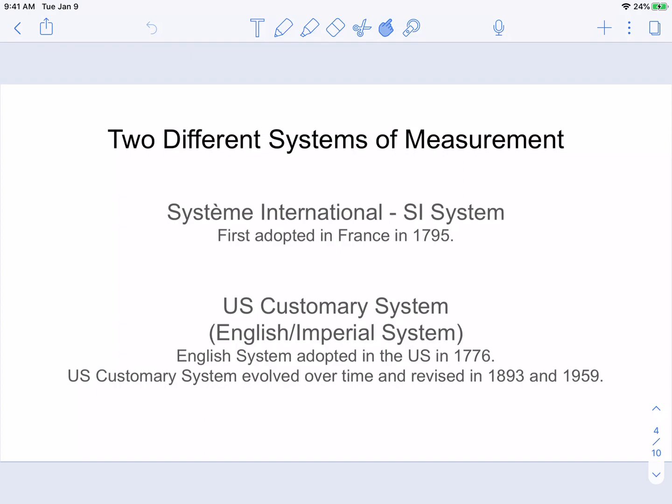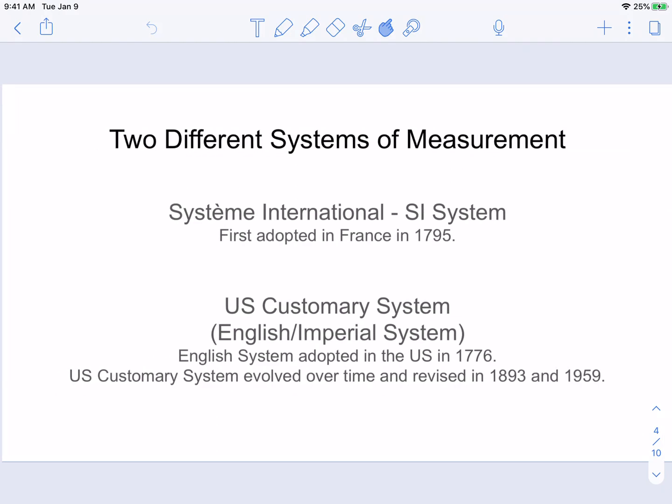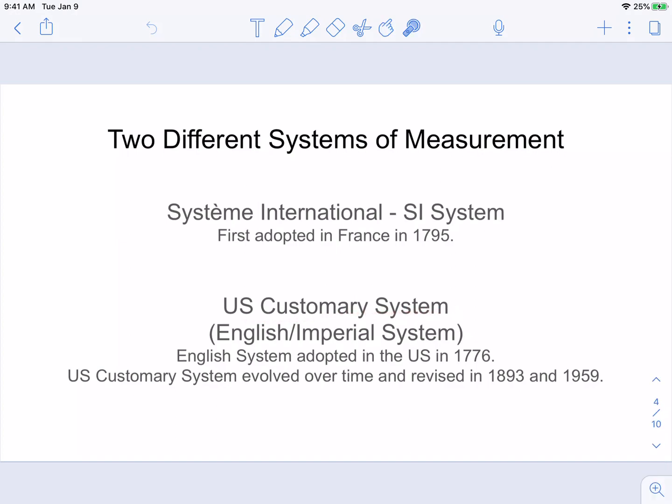Now, if you live in the United States, there are typically 2 measurement systems that you use in your life. The first measurement system is the Système International. This is the system that was first adopted in 1795 in France, and slowly kind of spread its way around the world. And then there's the US Customary System. The US Customary System is the system that is used in the United States only. This is the system that in 1776, the United States had adopted the English system, and then as time evolved, it kind of evolved into this US Customary System that we now use. Okay? So there are 2 different systems right now used in the United States.